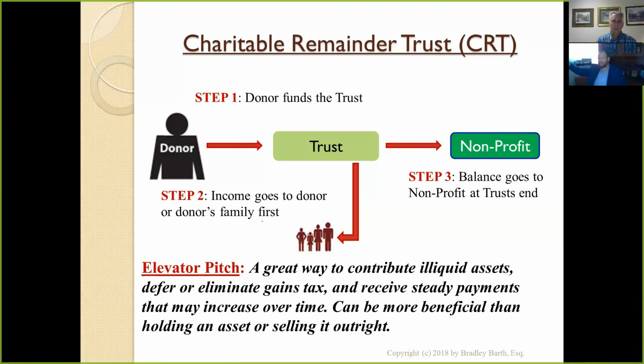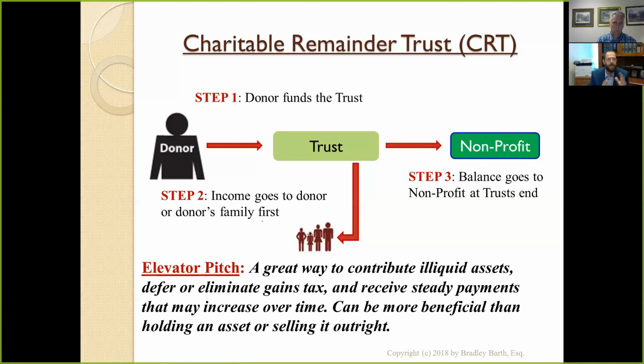So if you're selling a business, you can break it up and just put half of it in the CRT? That's right. And then the part that's in the CRT, you sell the other half, $5 million, with no capital gain tax and get an income over the remainder of your lifetime. So it's a little bit of a balance.